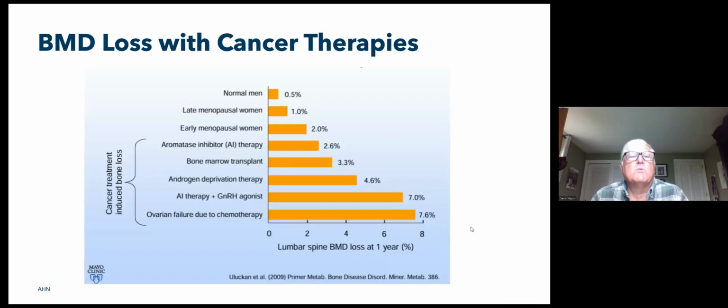This is the bone loss with various cancer therapies. And you can look at early menopausal women, about 2% a year, and look at what an aromatase inhibitor (AI) therapy does. Look further down and see what androgen deprivation therapy does. That would be someone with prostate cancer on treatment. And then ovarian failure due to chemotherapy, frightening.